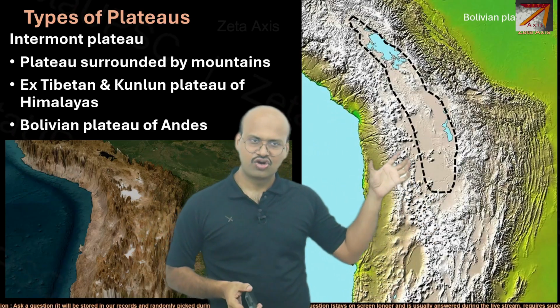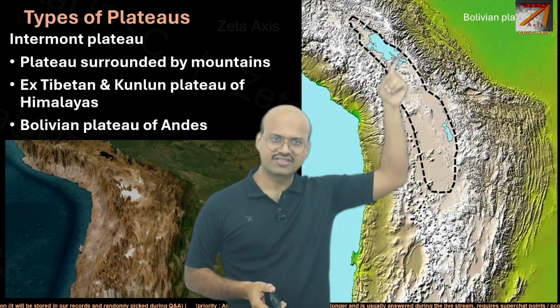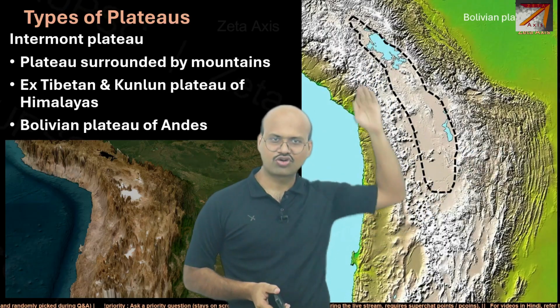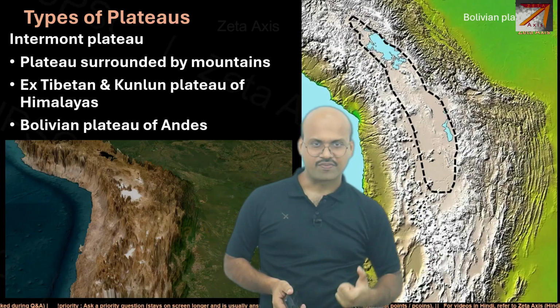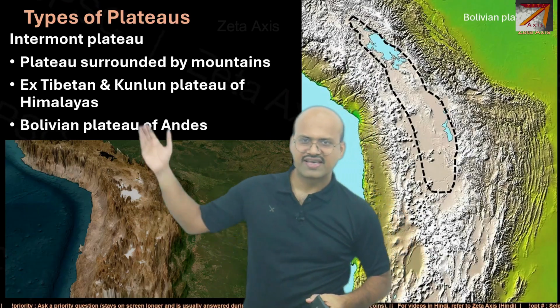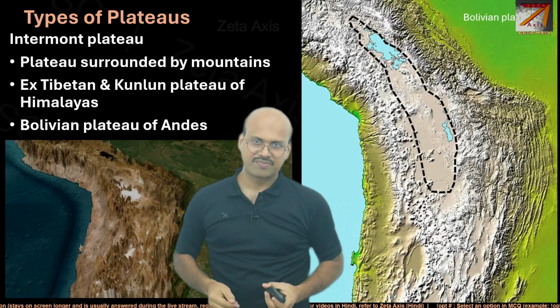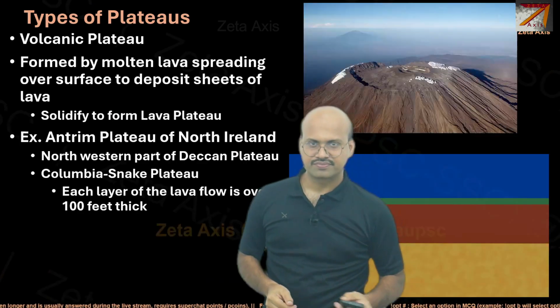Here is the top view. You can see that this whole region is significantly plain, but it is surrounded by mountains on all sides. So this kind of plateaus are called intermountain plateaus. There are examples: Tibetan plateau, Kunlun plateau, Bolivian plateau. All these are examples of intermountain plateaus.